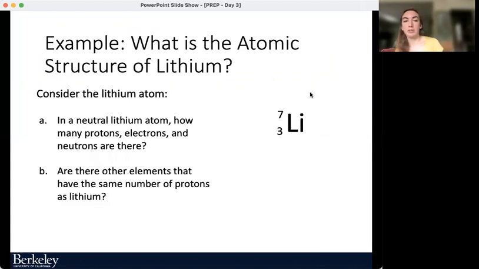So this is an example. This is a lithium atom. The abbreviation for lithium is Li. And then the 7 and the 3 are the mass number and the atomic number, like we talked about on the previous slide. So the first question I'm going to ask is, in a neutral lithium atom, so that means the charge is 0, how many protons, electrons, and neutrons are there? I want you to think about it for a minute, and then I'm going to pop up a poll.